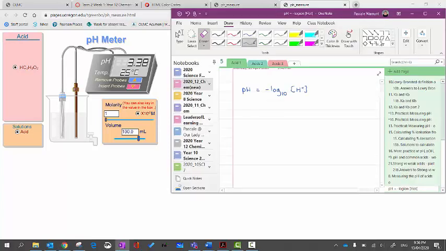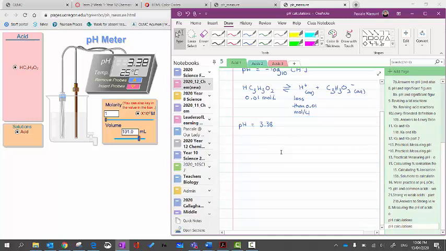Okay, so the reason that this has happened is because it's a weak acid and it's not dissociating fully. Whilst the concentration of the acid might still be 0.01 moles per litre, the concentration of H plus is going to be significantly less than 0.01 per litre.